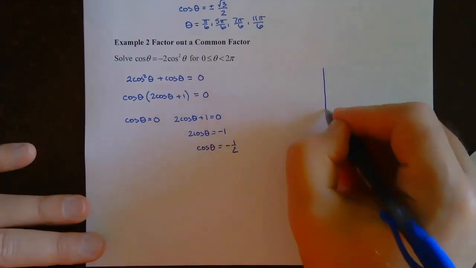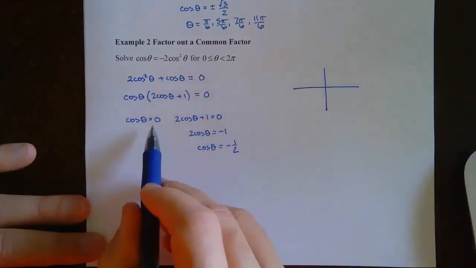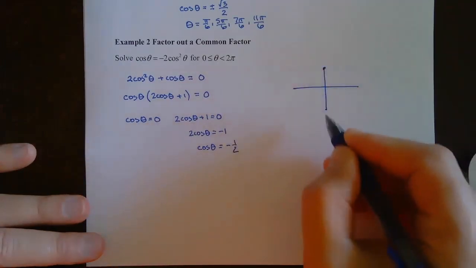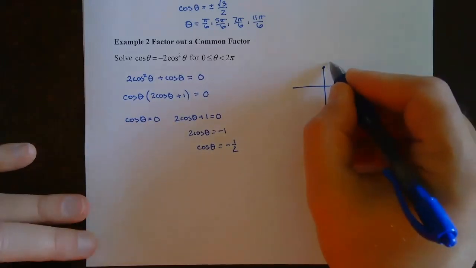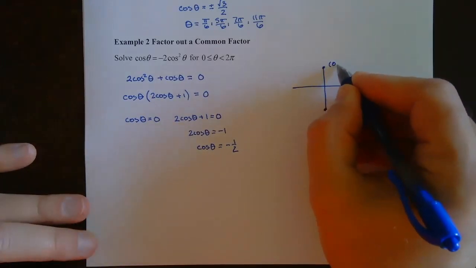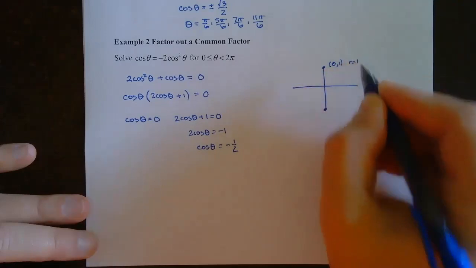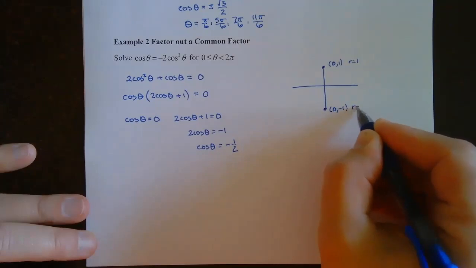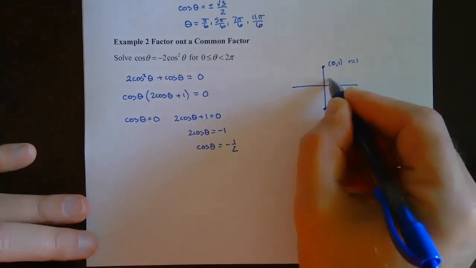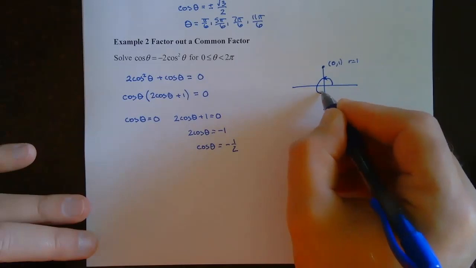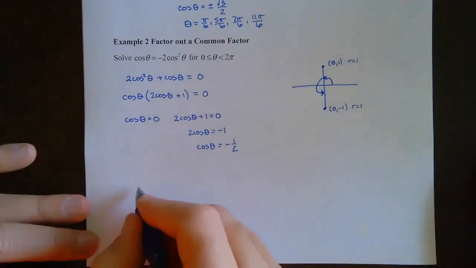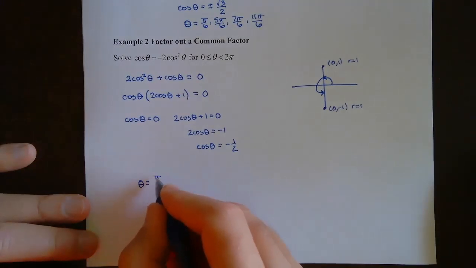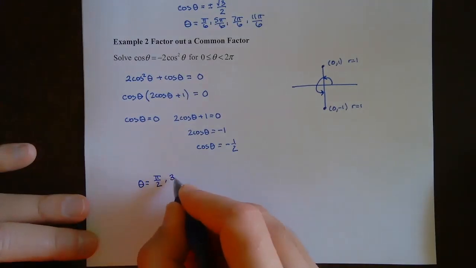Where would cosine be 0? Okay, that's where x would be 0, right? So x is 0 right here on the y-axis, on the positive y-axis, and also on the negative. So this would be, x would be 0, y would be 1, and r would equal 1. And down here, x would be 0, y would be -1, and r would be 1. And so our rotation from 0 to 2 pi would be here or here, right? Okay, so that would mean theta could either equal pi over 2 or 3 pi over 2.